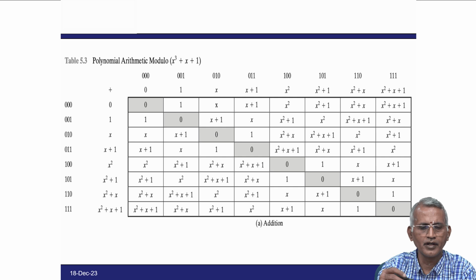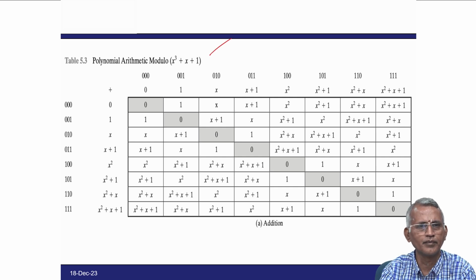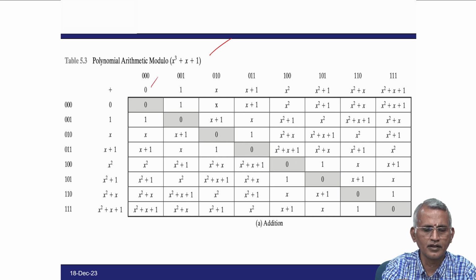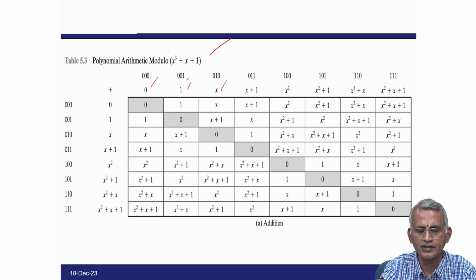Therefore, this is the polynomial arithmetic under modulo x cube plus x plus 1. So, what happened? The corresponding binary bits to the polynomial: 000 represents 0, 001 represents 1, 010 represents x, 011 represents x plus 1, 100 represents x square, 101 represents x square plus 1, 110 represents x square plus x, 111 represents x square plus x plus 1, and similarly for column wise you do the same.